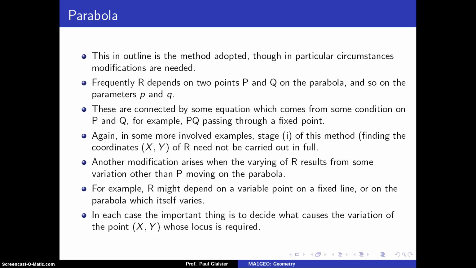You can't determine specifically X and Y with no parameters. So very often we have an additional condition which relates p and q for some reason. Well, if we then have X and Y in terms of p and q, and we have an additional relationship that relates p and q, then we can eliminate both p and q to get X and Y in terms of one another, and hence the locus.